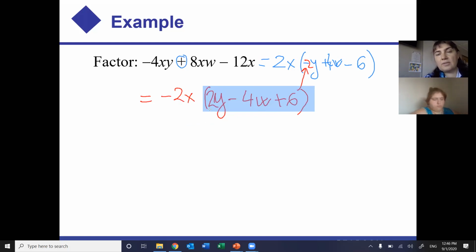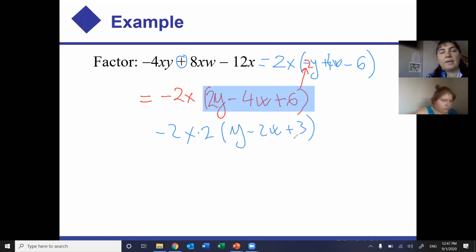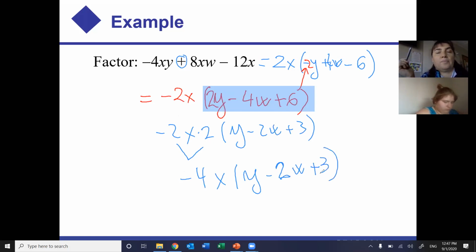So once you are in this situation, when there is a common factor in each term, you have to factor out this factor as well. So if we continue doing this, it's going to be minus 2x. We need to factor out a 2 from there, so times 2, then y minus 2w plus 3. And when you multiply the minus 2 and 2, you're going to get minus 4x times y minus 2w plus 3. So this is the final answer for this problem.